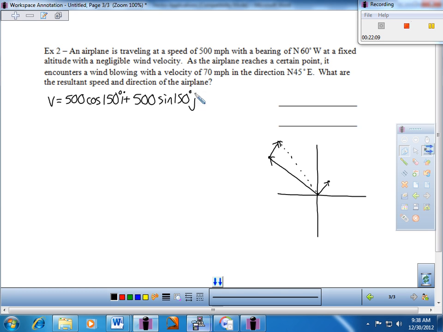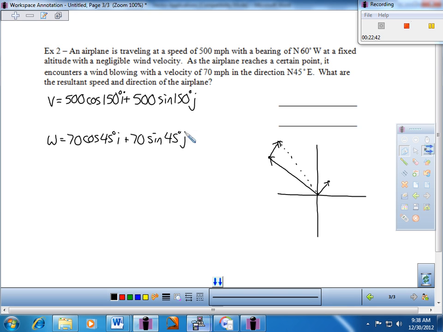Okay. Now I'm going to leave a little room. I'm probably going to have to do that below. I'm going to go ahead and get my second one. I'll just call it W there. And that second one, it looks like 70 is the magnitude. And no matter how you do it there, just in terms of standard position, it looks like that angle is 45 degrees as well. So 70 cosine 45 degrees i, and then everybody, this should be a little more automatic for you, 70 sine 45 degrees j.